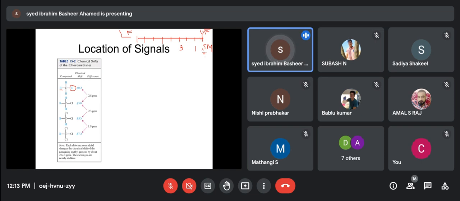So original methane is appearing here. Methyl chloride will be less shielded towards this, so it is appearing around delta 3. CH2Cl2, again it is like 5.3, so somewhere here. CHCl3 is appearing at 6, 7, somewhere here. Right? 7.2. Still lower field.